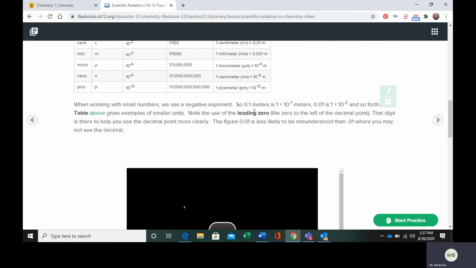They talk about the leading zero, the zero to the left of the decimal point. You can or cannot use that. That is up to you. It's just a little bit easier to read when you have 0 point something than when you have point something, but I will accept either answer.